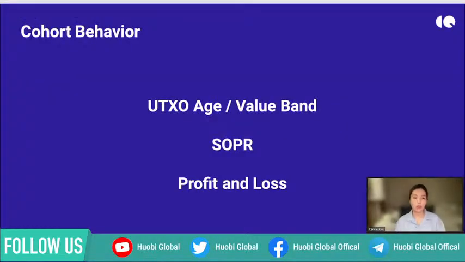And now moving on to more specific data. On-chain data also lets us see the charts and information by cohorts, meaning categories. We can choose which category we want to see, and these are some of the charts to see that. The first two, the UTXO age and value band and SOPR, are more specific. And the last one, the profit and loss chart, is like a combined and broadened version of this categorization.